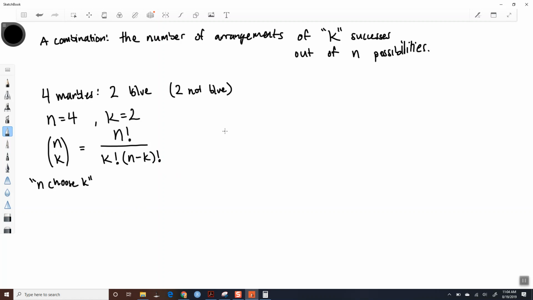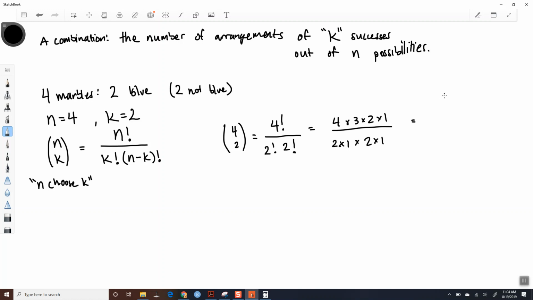So if we do 4 choose 2, this would be 4 factorial divided by k factorial, which is 2 factorial, and n minus k, which is 4 minus 2, which is 2, so 2 factorial. Is that right? So this becomes 4 times 3 times 2 times 1 divided by 2 times 1 times 2 times 1. 24 divided by 4, and you get 6.